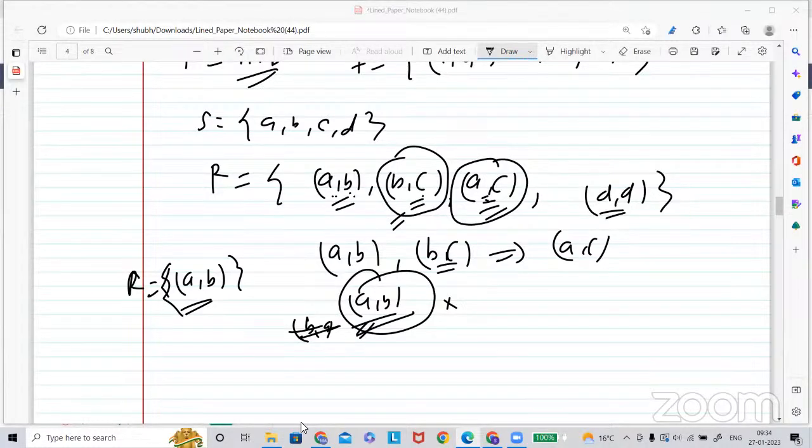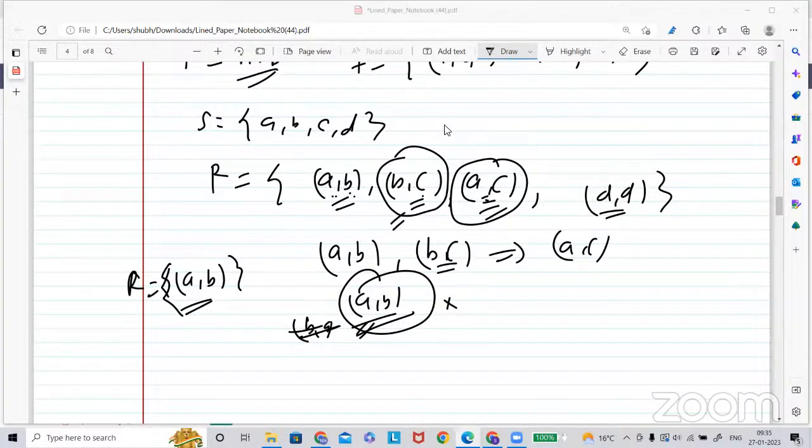Yes. If it is A comma A, then is it reflexive, symmetric, and transitive? No. If only AA is there, then BB should also be there, CC also should be there, DD also should be there. Then you will say reflexive. All conditions should be followed. So all of the identity objects should be there to be reflexive.